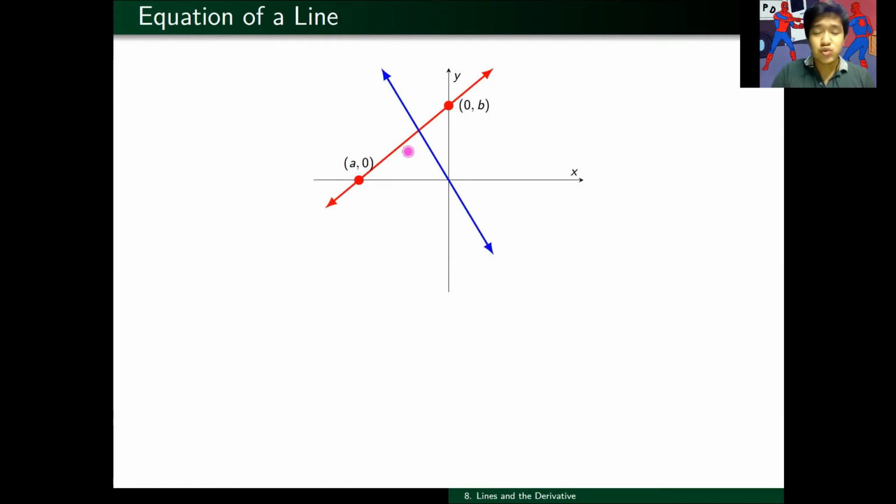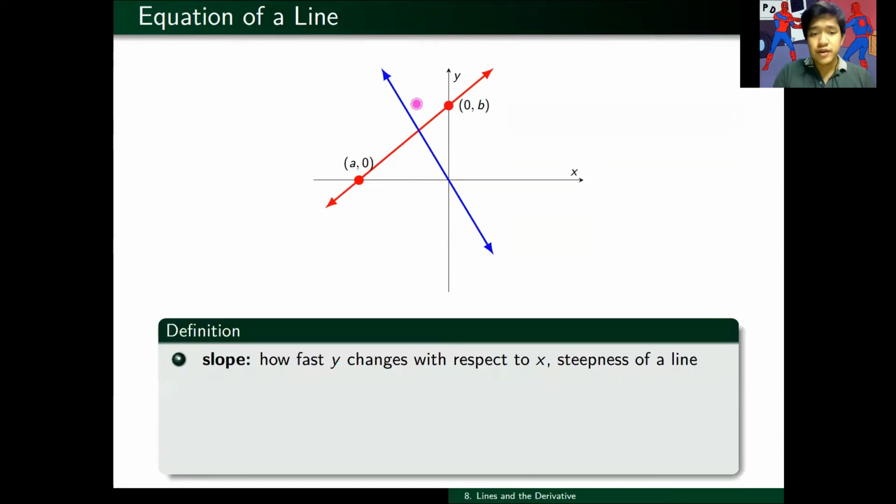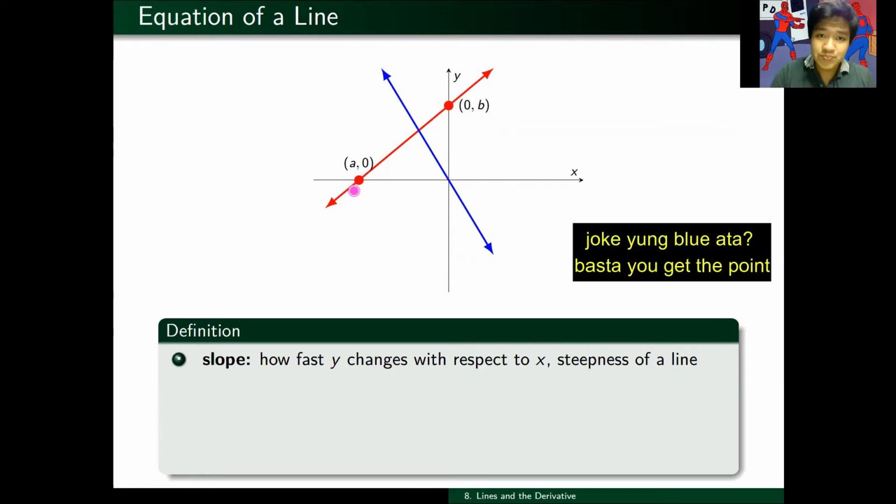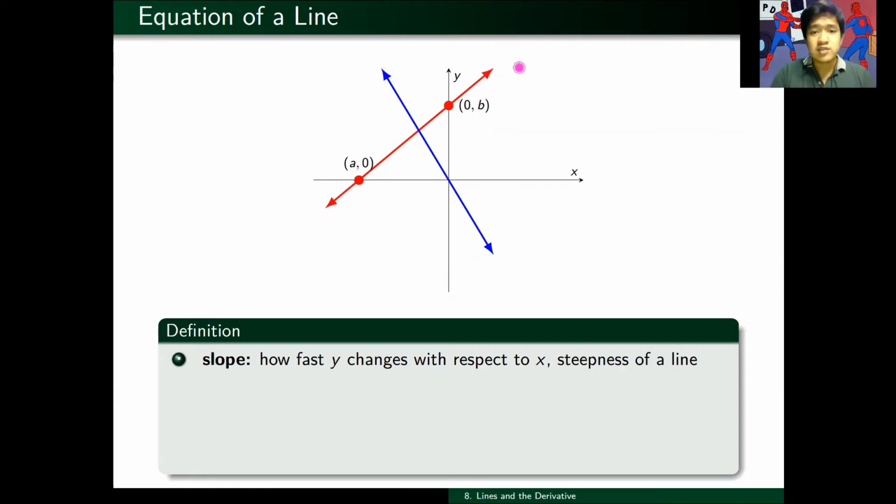So I have here two lines, the blue one and the red one. So first, the slope of a line describes how fast y changes with respect to x, or in other words, it describes the steepness of a line, kung gaano katarik yung isang linya. So halimbawa dito, I think mukhang mas matarik yung red kesa sa blue. Mas mataas yung pag-rise niya. So you can say na mas mataas yung slope niya.